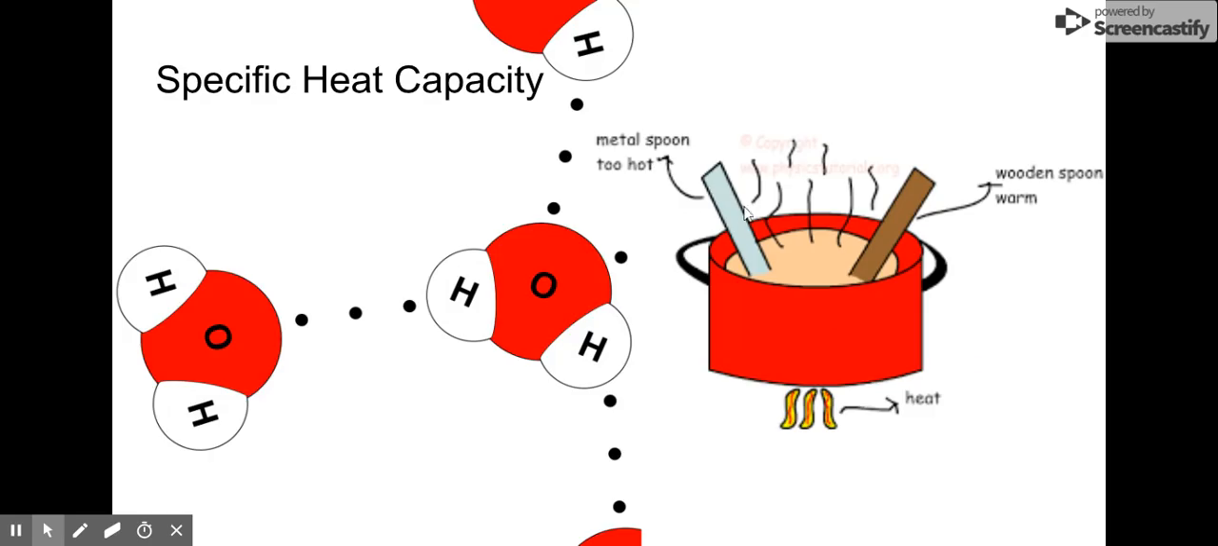This metal spoon is going to have a low heat capacity because it gets very hot very fast. The pot that this liquid is inside of also has a low heat capacity. That's what makes it so that when you put it on the stove, then it heats up and heats up the material inside of it. The soup or whatever liquid this is has a higher heat capacity. It's going to take longer to heat up, but it's also going to take longer to cool down.